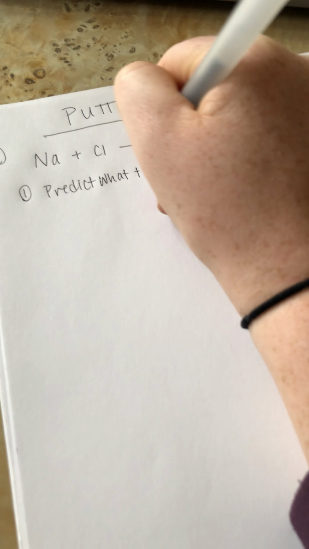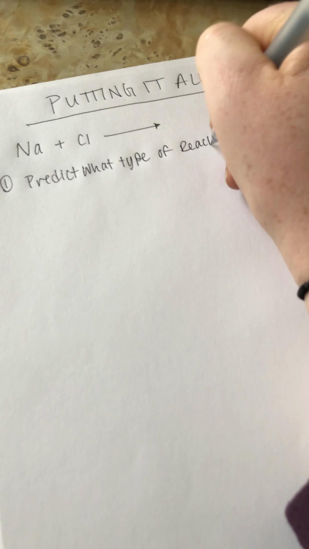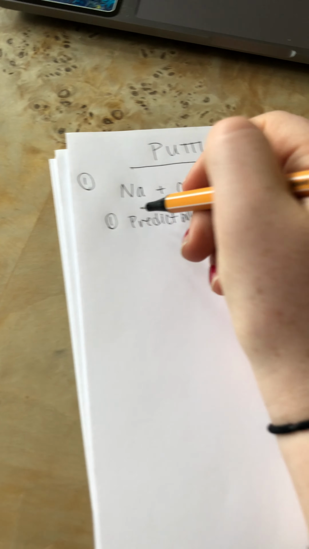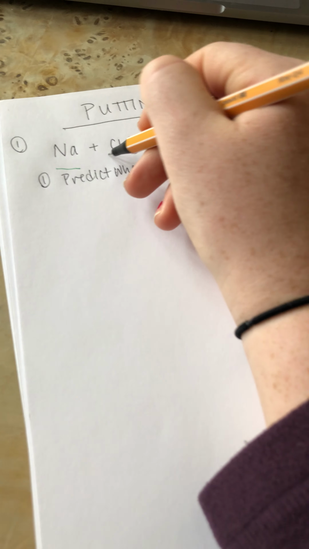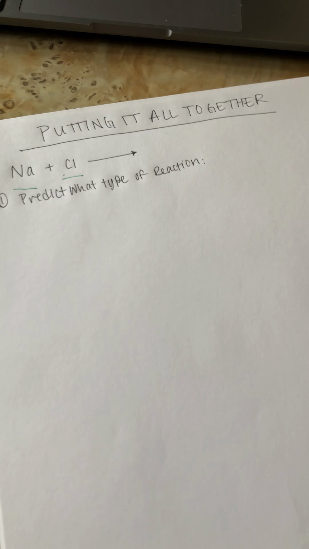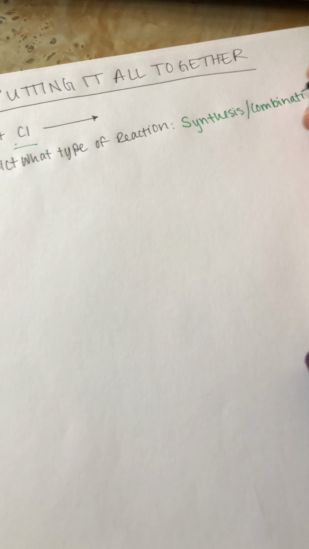what type of reaction, right? So when we look at this, we can see that it is one thing plus one thing. So if we have two singles, right, they become a couple in a synthesis or combination. You can say either. Combination reaction, right? So that's step one.